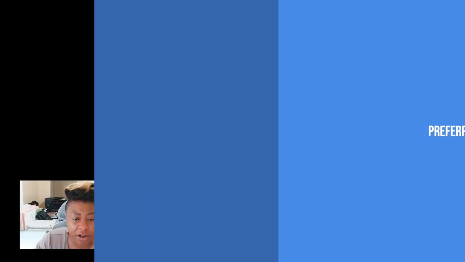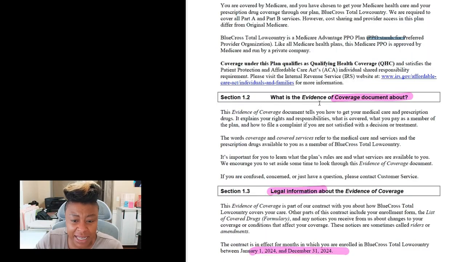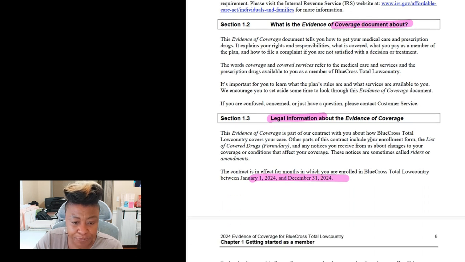Okay. Then you're going to go down. It's going to tell you what is the evidence of coverage. What is this huge document? What are you actually going to get out of it? And it basically tells you how you're going to get your medical and your prescription drugs, what your rights and responsibilities are, what's covered, what you pay, how you file a complaint. All of that information is what you're going to get out of the evidence of coverage.